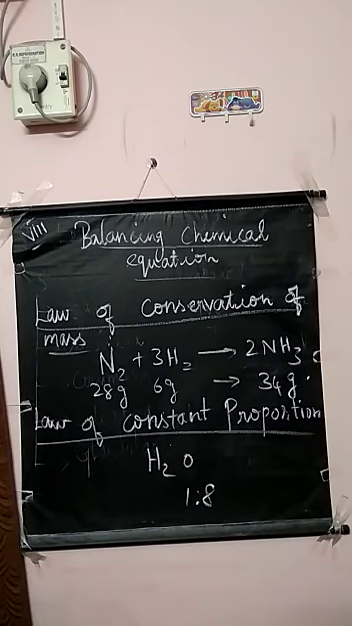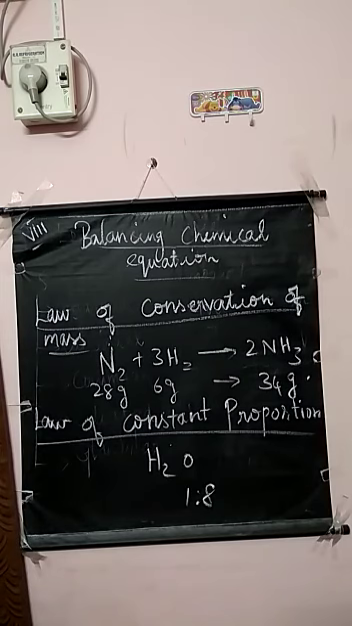Then the next topic is the laws of chemical combination. The first one is the law of conservation of mass. During any chemical change, the total mass of the products is equal to the total mass of the reactants. For example, here I have written ammonia formation. We take 28 gram of nitrogen and 6 gram of hydrogen, which undergo a chemical reaction and form ammonia.